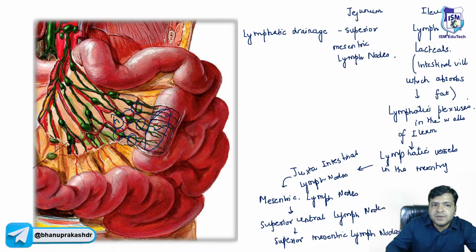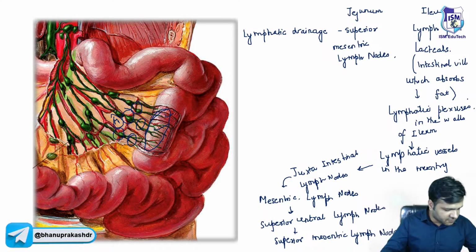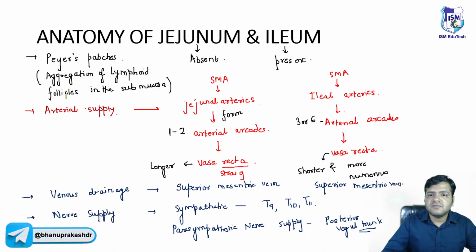Then we have the superior central lymph nodes, and automatically we have the superior mesenteric lymph nodes. So I hope this is clear to each and everyone. Beta, just give me a thumbs up in the chat box if it is clear.